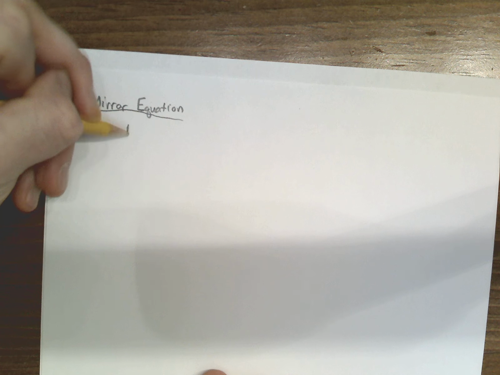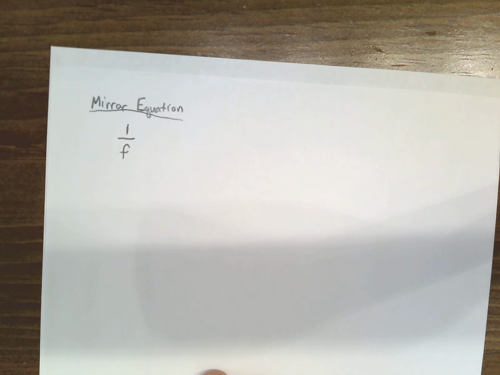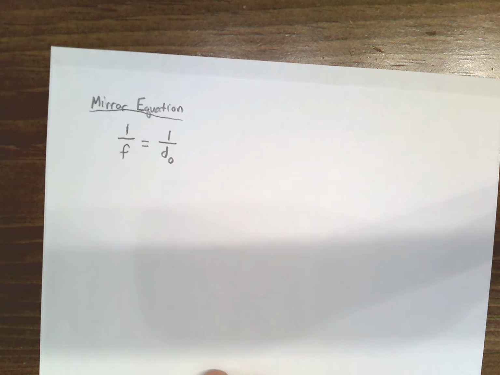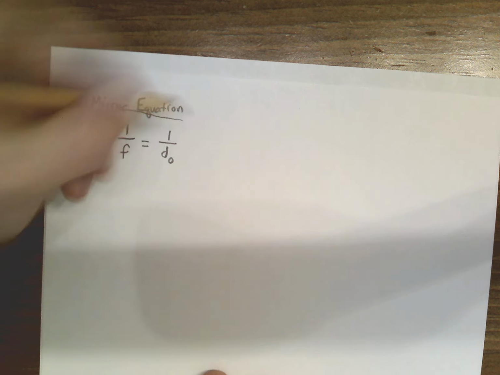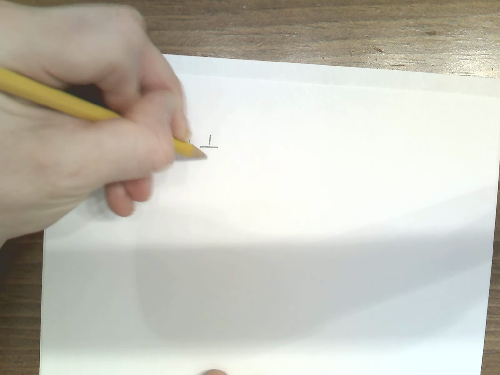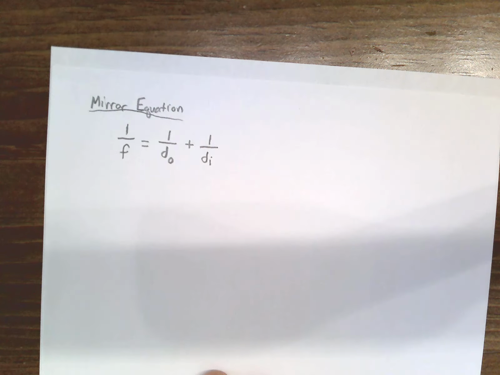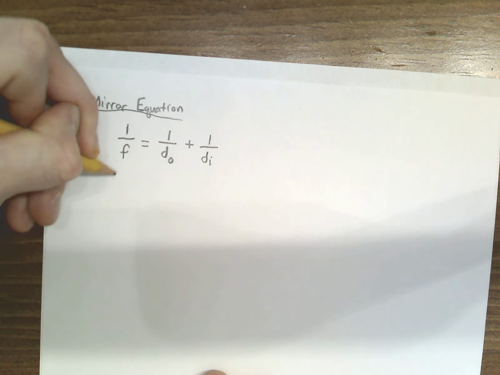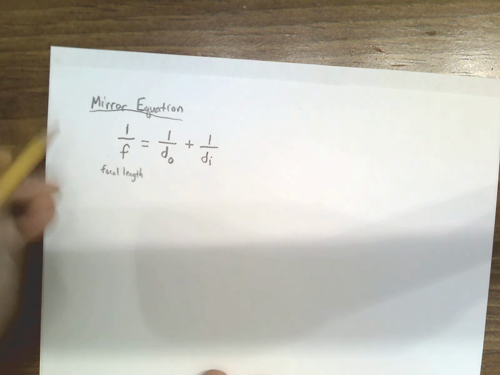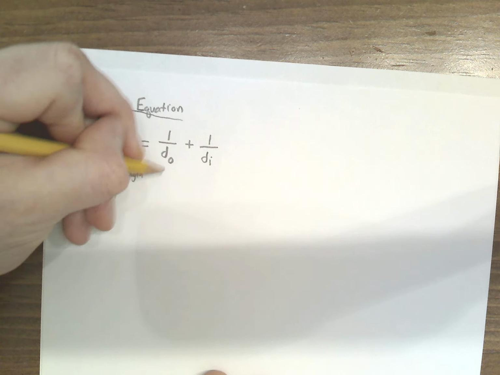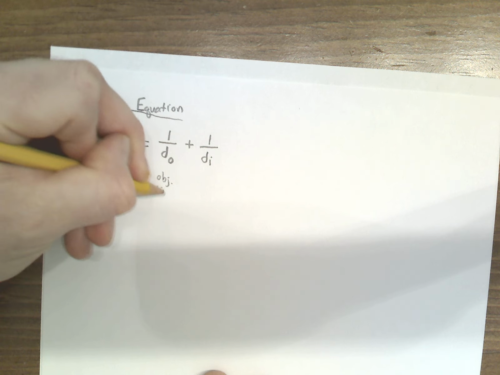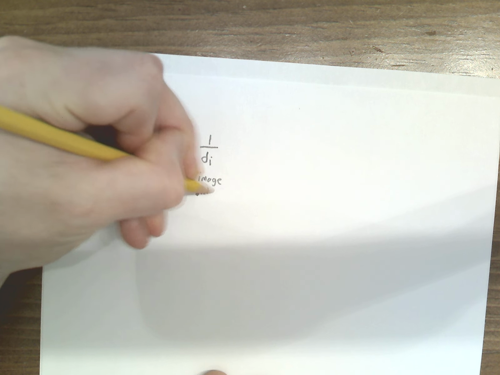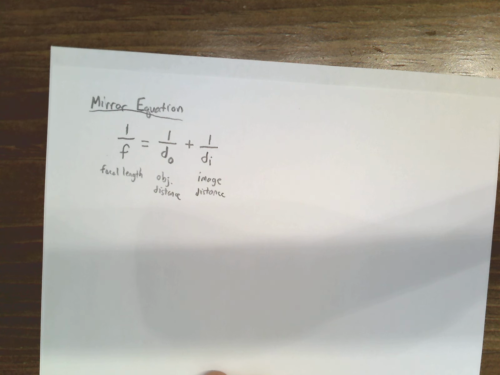Our mirror has a focal length. We're going to write 1 over f. We place an object some distance from the mirror. And it turns out if we add the distance that the image appeared from the mirror, we build this relationship here. So we have 1 over the focal length equals 1 over object distance plus 1 over the image distance. It's a nice little equation.